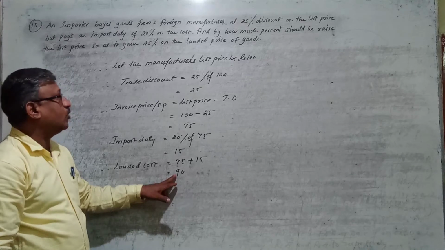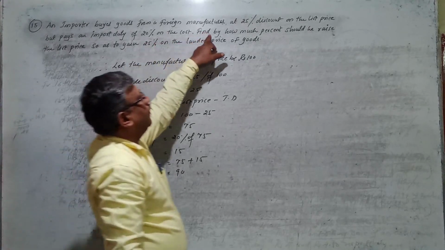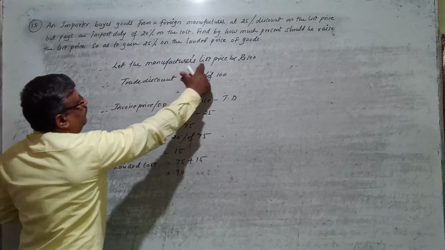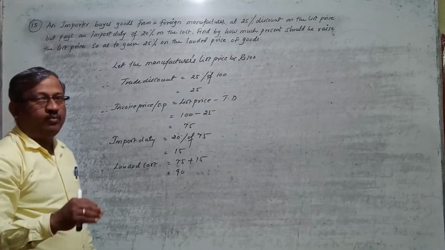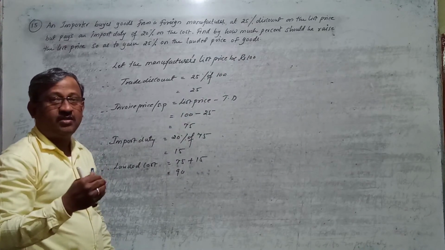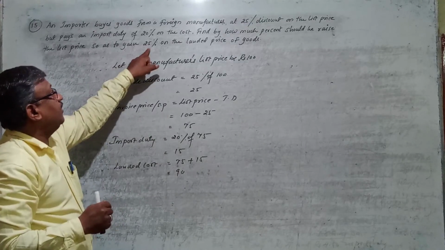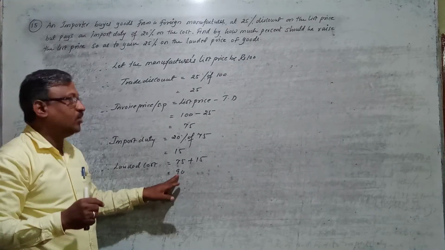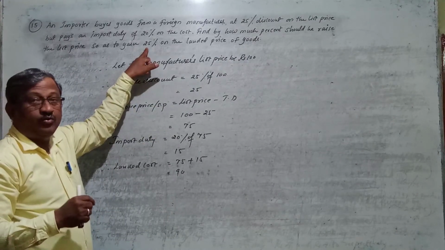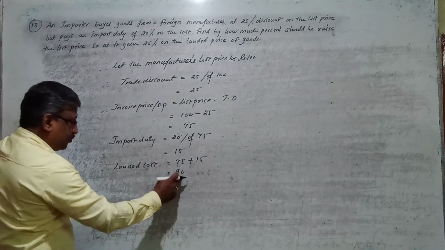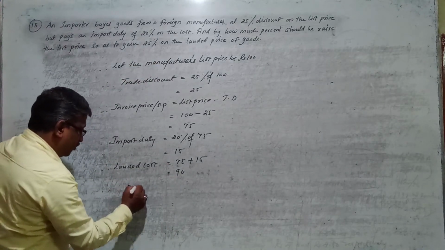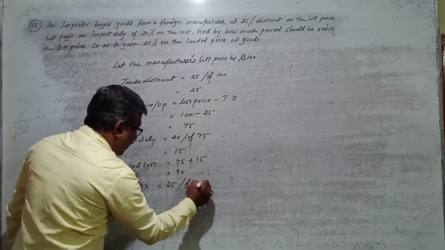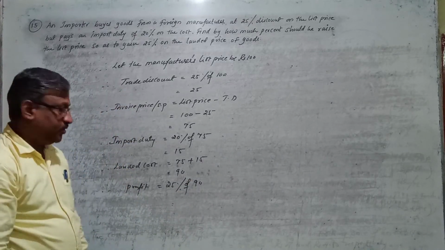And on this landed cost, here what I said, find by how much percent he should raise the list price. Whatever the manufacturer's list price is, by how much does he have to increase the list price so as to gain 25% on the landed price of goods. Now what is his landed price of goods? 90 rupees. On this he wants to gain 25%. So the landed cost is known, so I can easily find his profit. So calculate his profit. Profit is equal to 25% of 90 rupees.